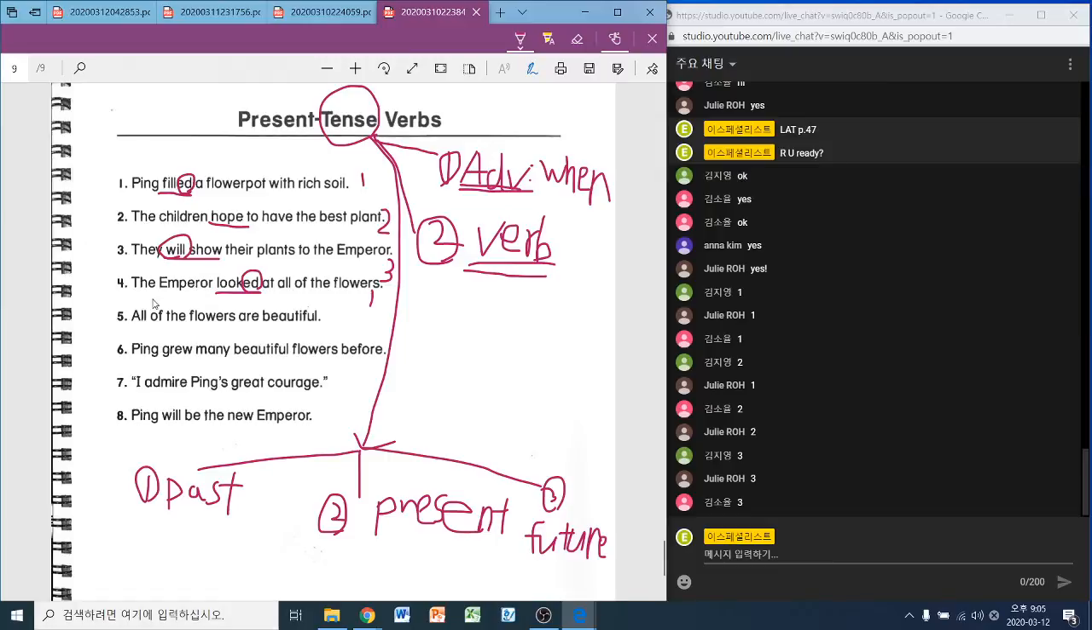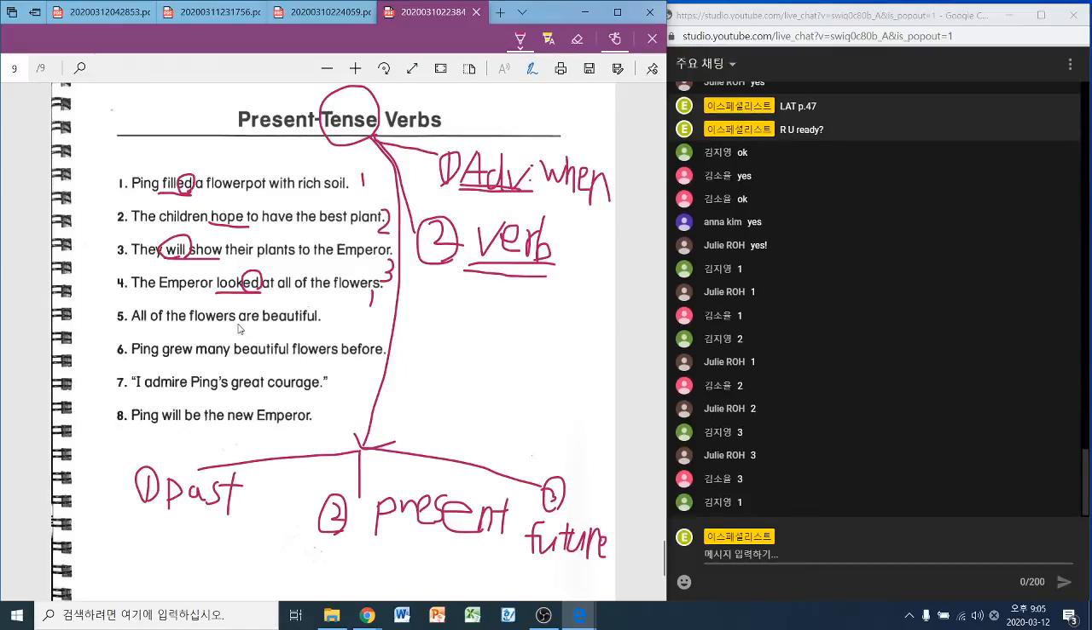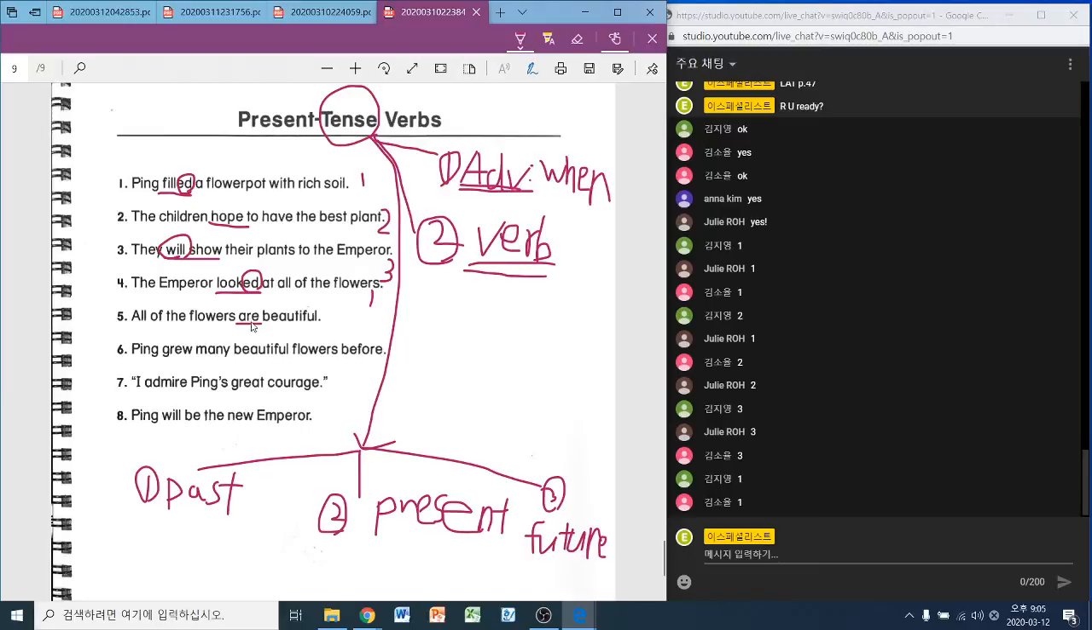And number 5, all of the flowers are beautiful. No adverb, but we do have a verb. So what's the verb, everybody, at 5? The verb will be are. So what kind of tense is this? Number 1, past. Number 2, present. Number 3, future. That is present tense. So you can write 2.